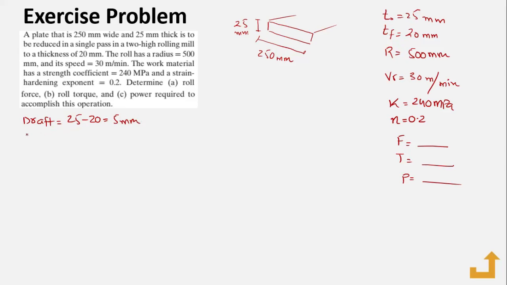Now the second step, we will have to calculate the contact length. The contact length equals under root roll radius into the draft, that is C0 minus TF. So it would be under root the roll radius is 500 millimeter, so 500 into 5, so the value would be 50 millimeter.